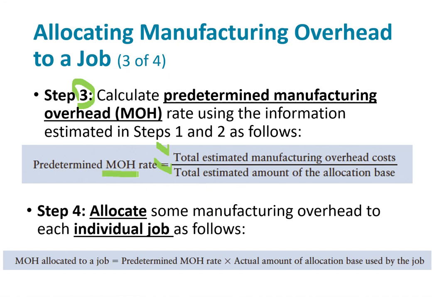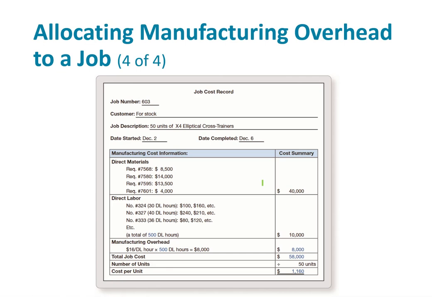This gives you our predetermined overhead rate, which in this job we will determine. I believe it's $16 an hour. And then step 4, we're going to allocate some of the overhead to each individual job. So we take the predetermined overhead rate from step 3 and multiply it by the actual amount of allocation base used on each specific job. If you're a little bit confused, this should straighten it out.